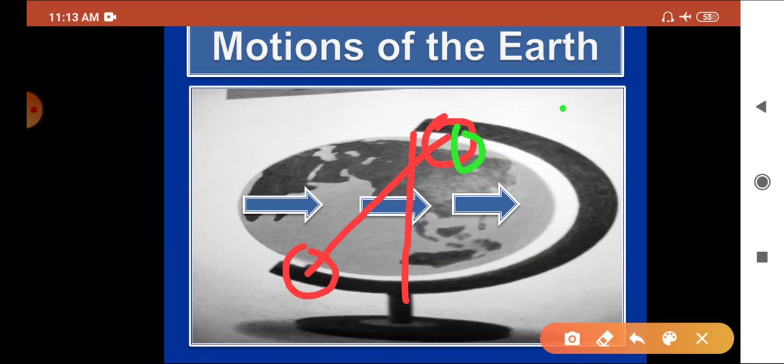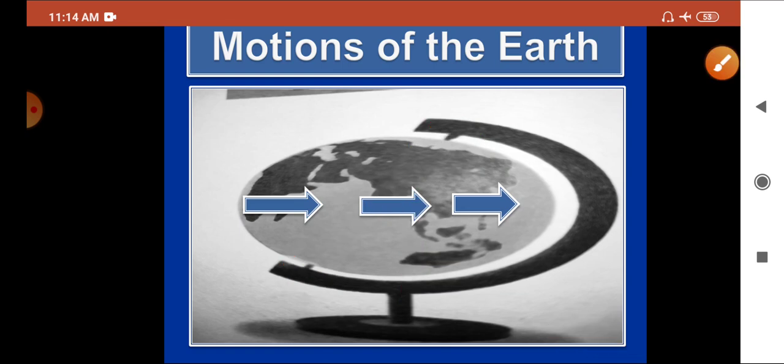Here these are some of the imaginary lines. These lines which are shown here, just like this line, are not real on the earth's surface. These are imaginary lines. So we will discuss these lines in detail in our next slides. Let's see.